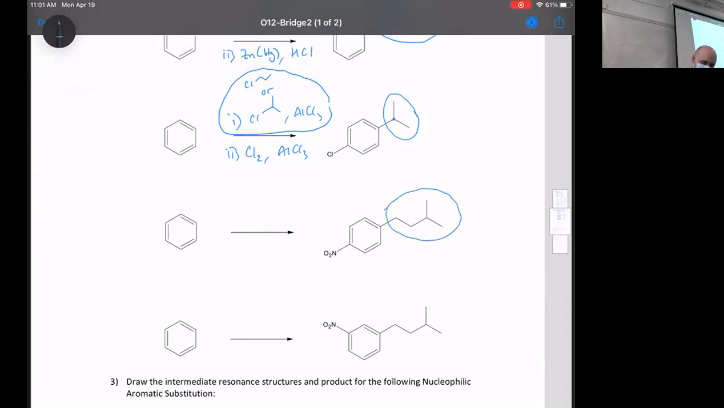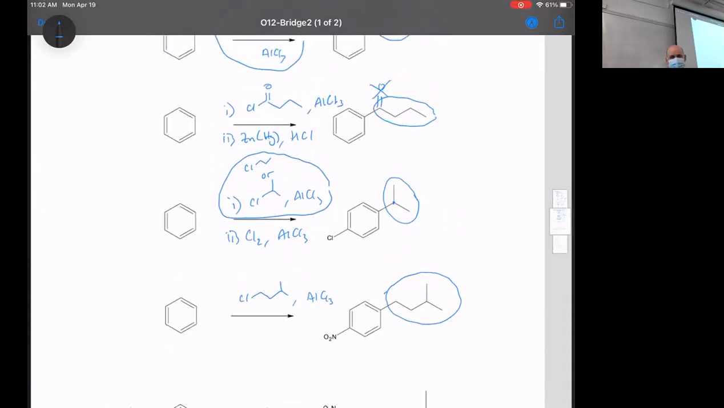Okay, so tell me why this won't work. Exactly. So alkylation won't work because you've got a primary carbon right there that is just a CH2. So what do we need to do instead? How do we get this long chain right here, the straight chain? So your reaction is going to be 3 steps.